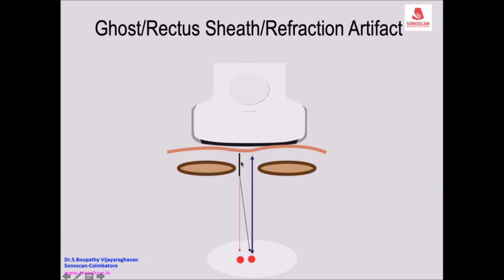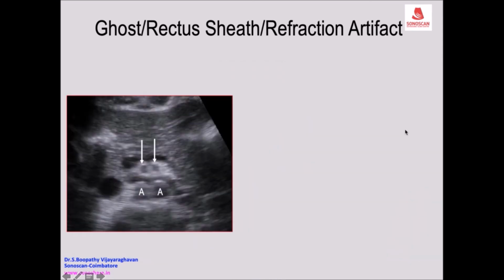But by the side, you see another aorta and another superior mesenteric artery. Refraction happens. So part of the beam goes straight and part of the beam gets refracted. Okay, so this is refraction of ultrasound. So this is the ghost of aorta and superior mesenteric artery.